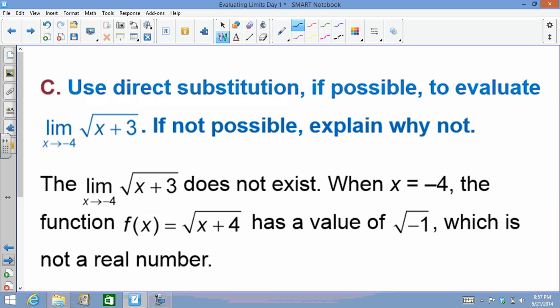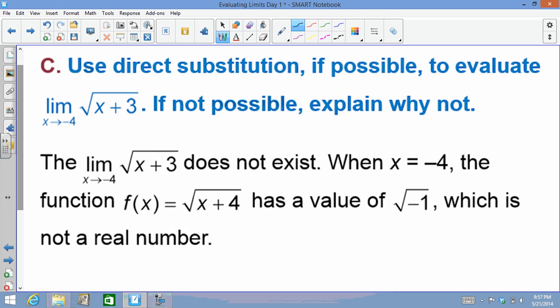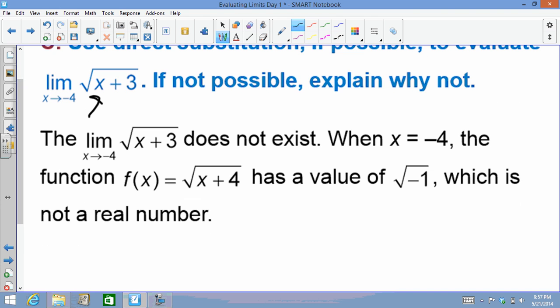Here's another one. I'm going to take -4 and put it in place of x. If I put a -4 in place of x, we have a problem because -4 plus 3 gives me -1. If I take the square root of -1, that means it's imaginary. So that means it's not possible to do a direct substitution. That means it's not a real number, so my limit does not exist. That's what happens when you have a negative inside a radical.